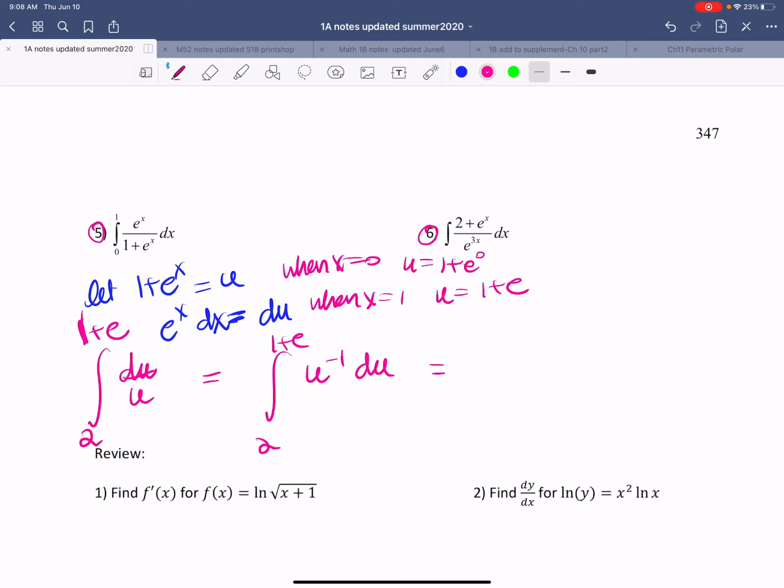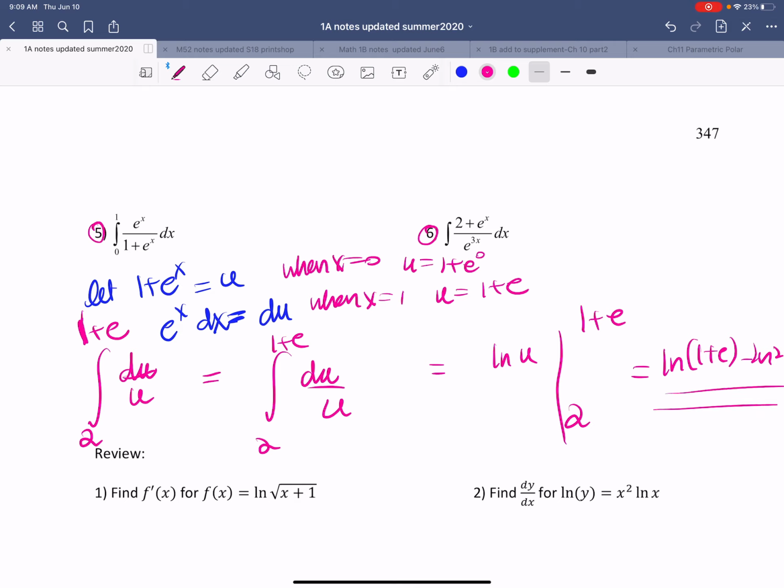What's the integral of u to the power negative 1? How do we find the integral of u to the power negative 1, or 1 over u? Let's just leave it as 1 over u. I think it's better to look at it as 1 du over u. So that integral is going to be natural log of u, and then we have the bound from 2 to 1 plus e. Okay, natural log of 1 plus e minus natural log of 2, and that's going to be our final answer and product here.